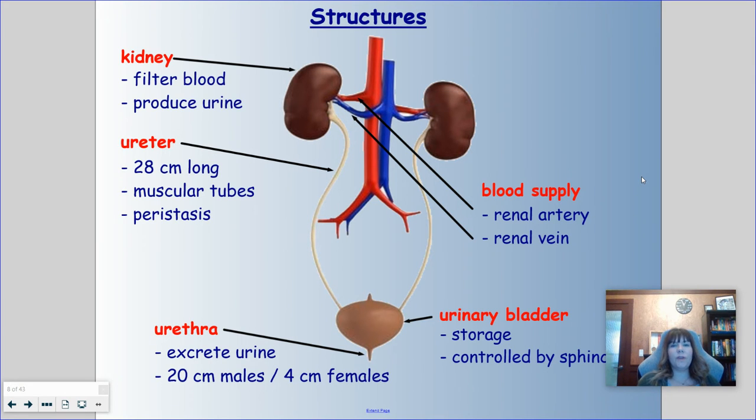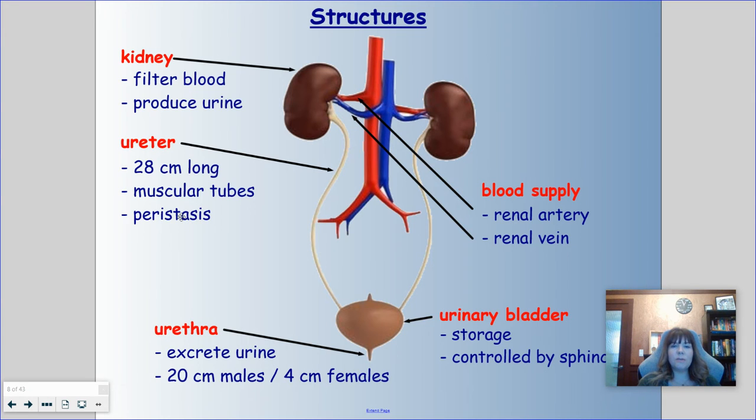What we have at the very top, these two brown structures that look like kidney beans, surprise, surprise, are actually your kidneys. Their main job is to filter blood and to produce your urine. When they produce your urine, they collect the urine and send it down these things called ureters. These ureters are about 28 centimeters long. They're muscular tubes, and they do the process of peristalsis. This does not say peristalsis. It is incorrectly spelled, so that should say peristalsis.